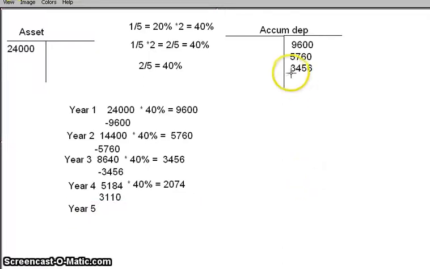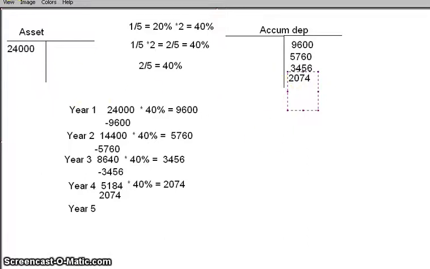Let's add in all the amounts we have so far for accumulated depreciation. 9,600 from year 1, 5,760 from year 2, 3,456 from year 3, and oh wow, I have these out of order. Hang on, sorry guys. This should be 2,074. And there should be a minus sign there. Pretend there's a minus sign there. It's too hard to draw on here. And you've got 2,074.